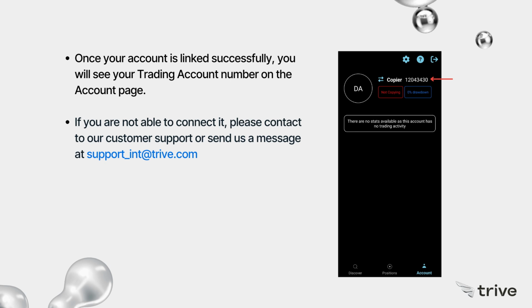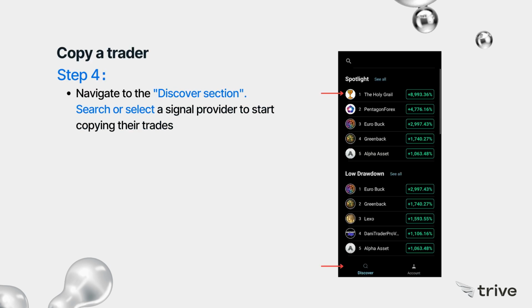If you are not able to connect your trading account, reach out to Trive support at support@trive.com. Step 4. Navigate to the Discover section. Search or select a signal provider to start copying their trades.